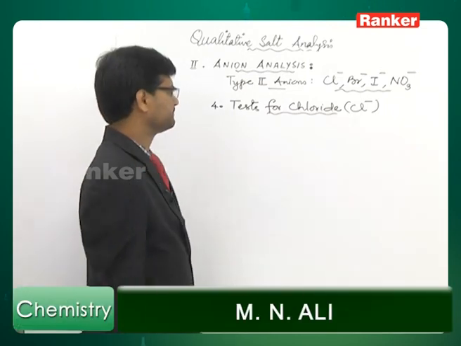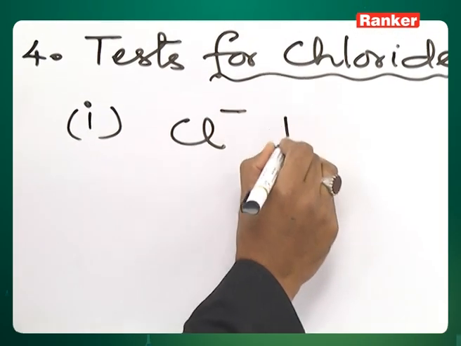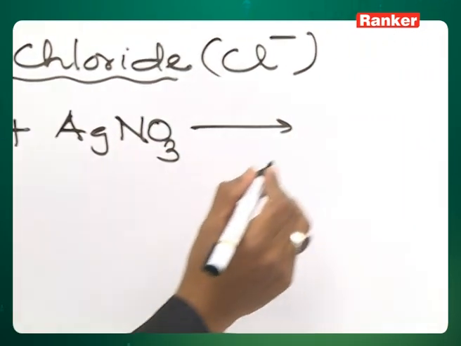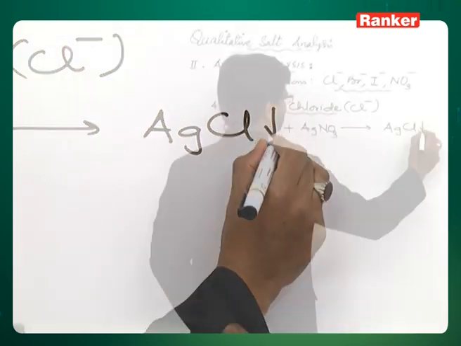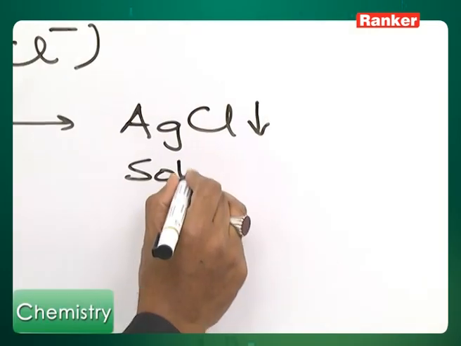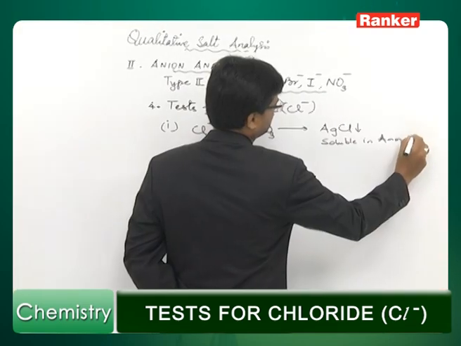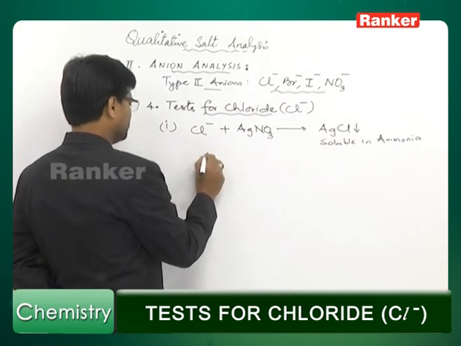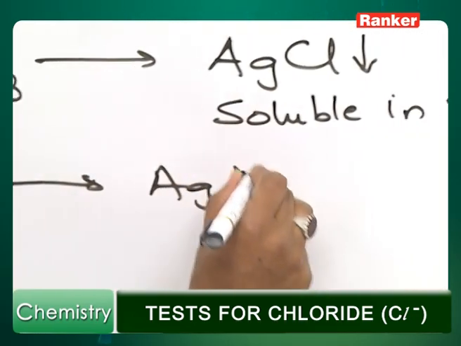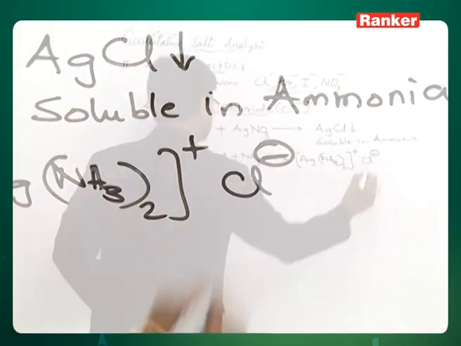Test for chloride. Number 1, chloride salt plus silver nitrate. You get a white precipitate of AgCl, which is soluble in ammonia. It dissolves like this: AgCl plus NH3 gives Ag(NH3)2 plus Cl minus. Dissolves like this.